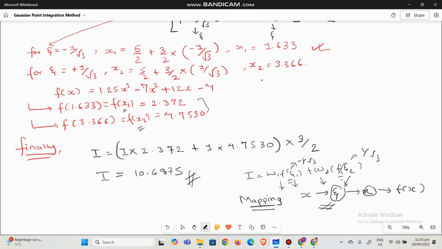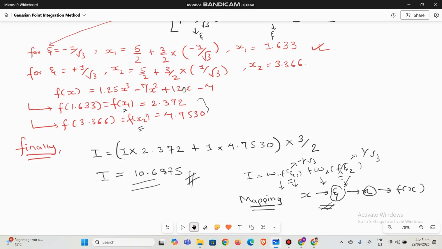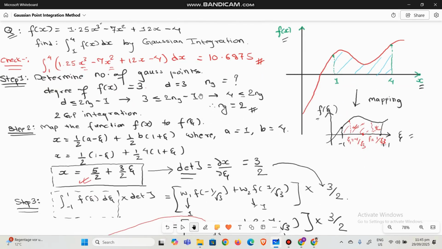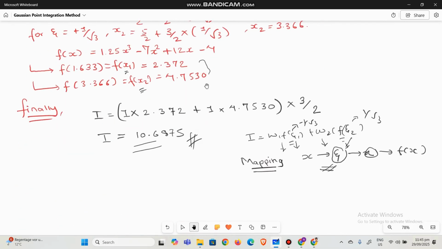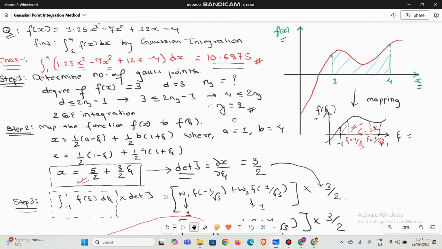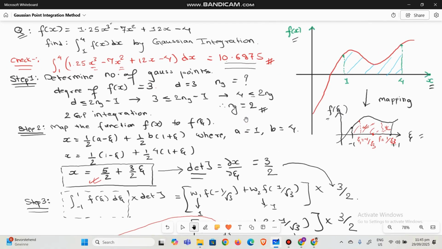Now from Gaussian point integration we got 10.6875. Let's see what we got using direct integration. So see here, we exactly got 10.6875 doing the direct method, and here also we got 10.6875, so it's verified, it's okay. So this is basically the Gaussian integration, and you can do this for 1 point, 2 point, 3 point. The technique is the same.